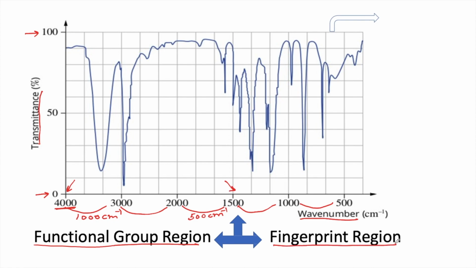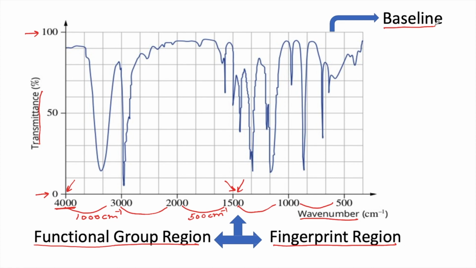Second, we have the fingerprint region, which goes from 1500 onwards to 500 per centimeter. This fingerprint region is a bit complex. As you can see, we have lots of absorption bands here. It is basically used to determine the identity of the compound, and it is unique to a particular compound. Then we have a line here on the top, which is known as the baseline. The line corresponding to 100% transmittance is known as the baseline.